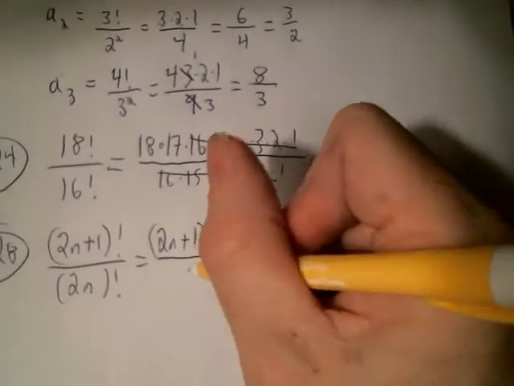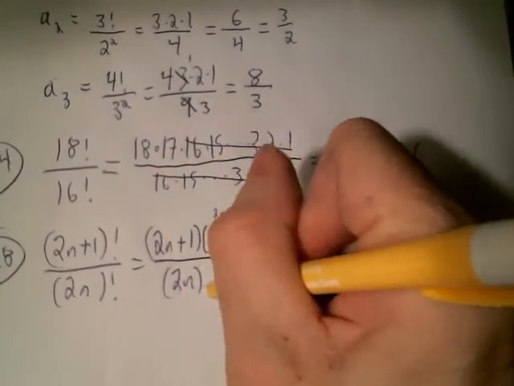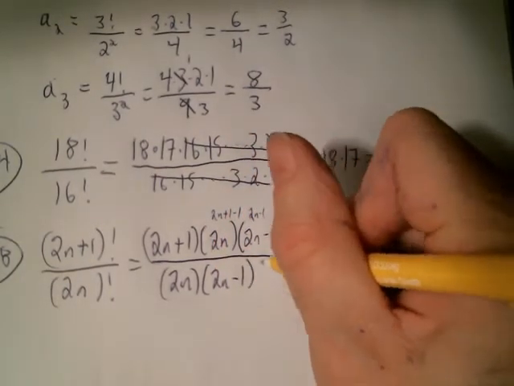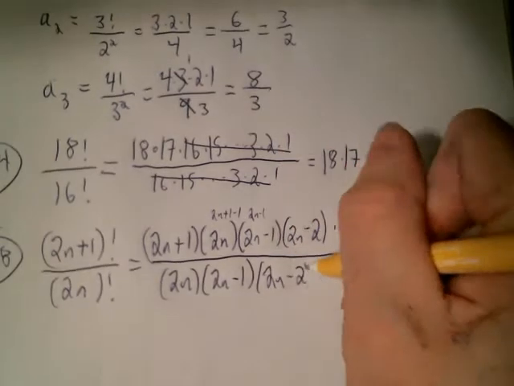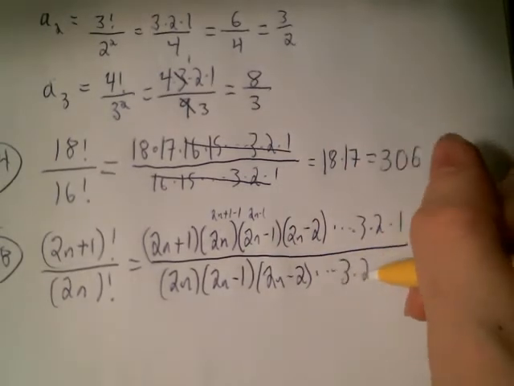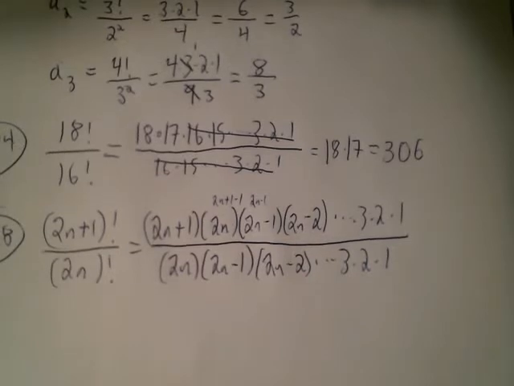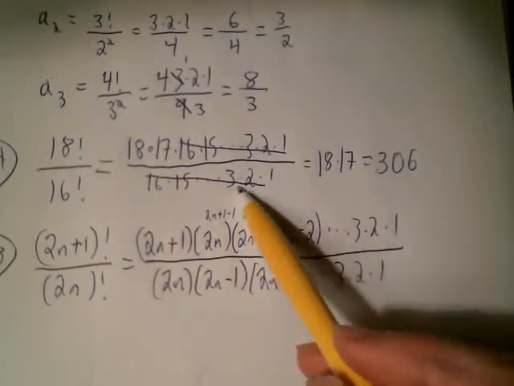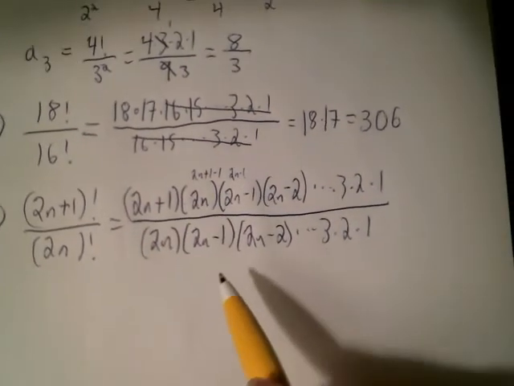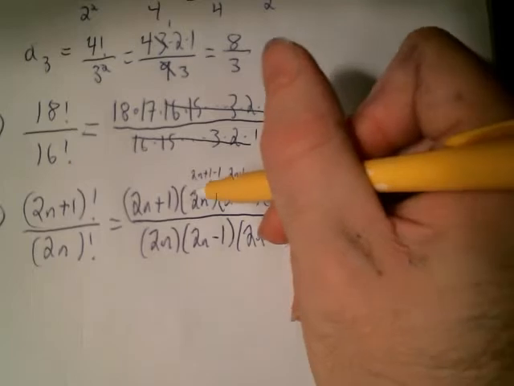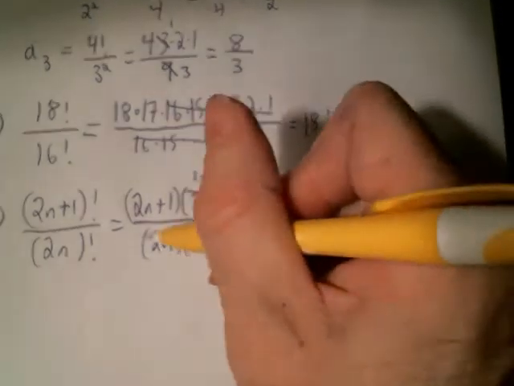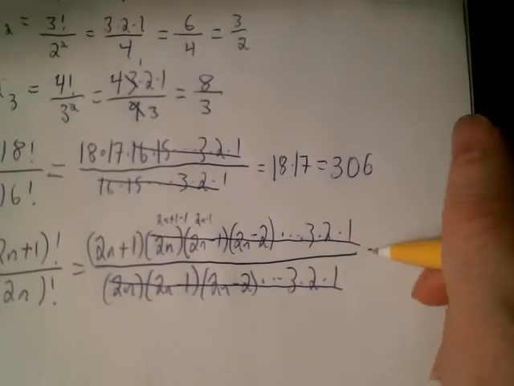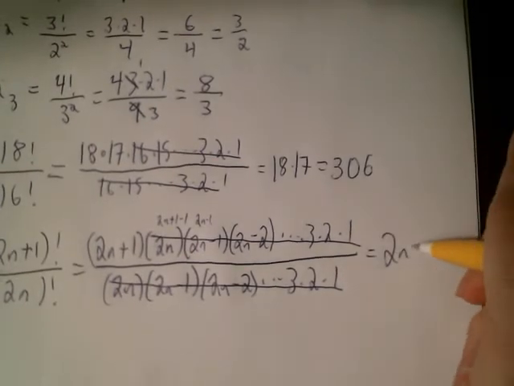In the denominator, you have 2n, and then 2n minus 1, and then 2n minus 2, and then all the way down to 3 times 2 times 1. And then hopefully you see, there's a common portion which can be gotten rid of, so that from 2n all the way down is in common with the denominator there. So at the end of the day, you're just left with this 2n plus 1.